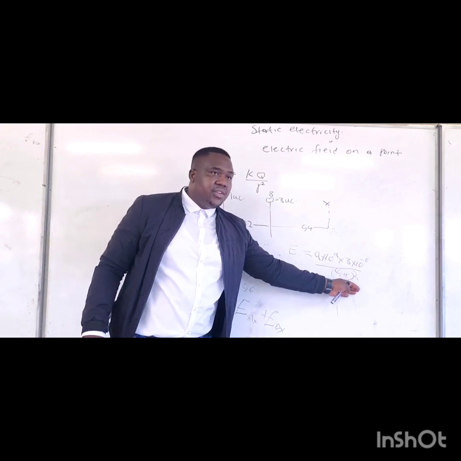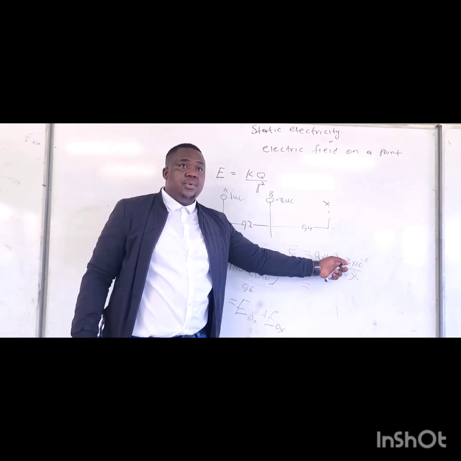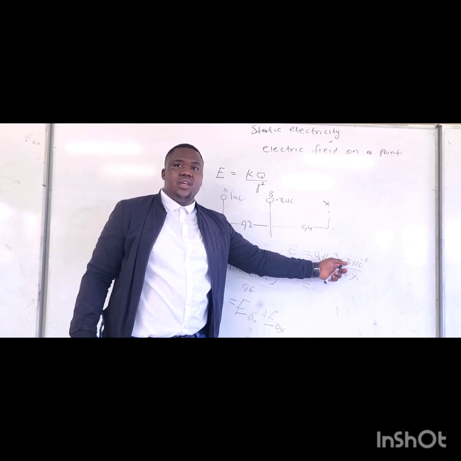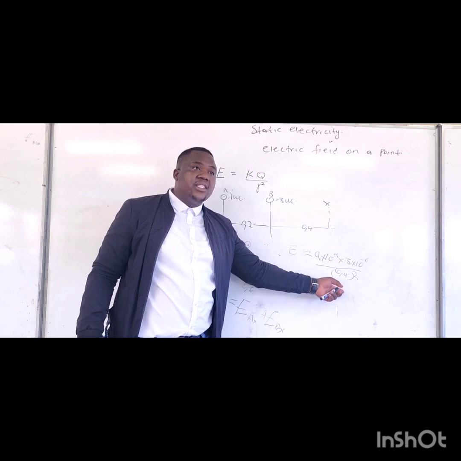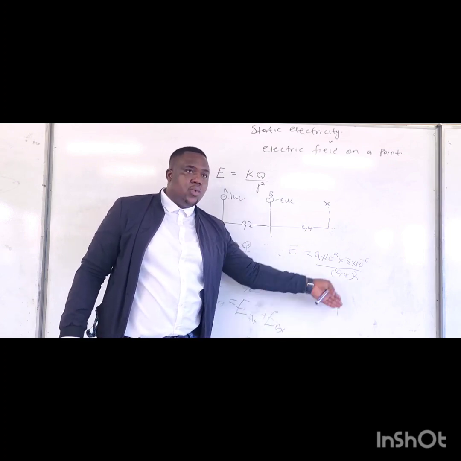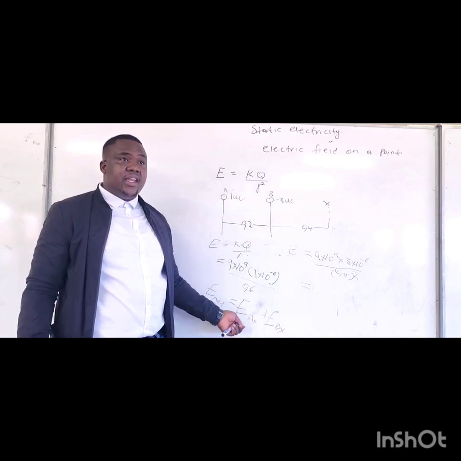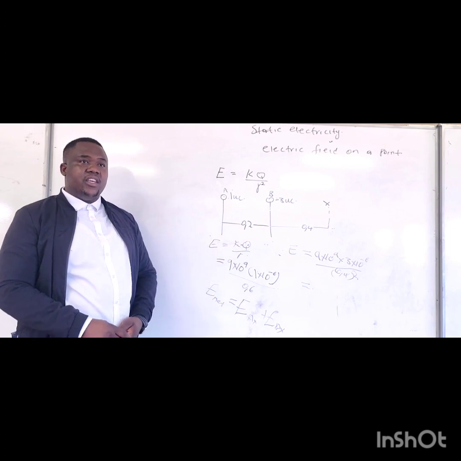This one is negative, this one is positive. Just that we do not write the negative here because the negatives indicate the direction. We just punch it on the calculator. Then we get the answer. Then we add. We get the net electric field. That's how we calculate the electric field.